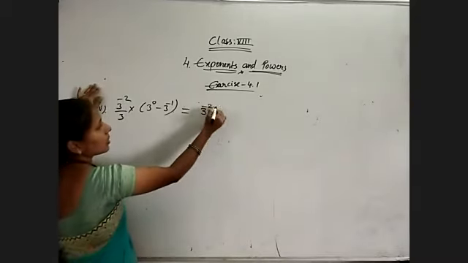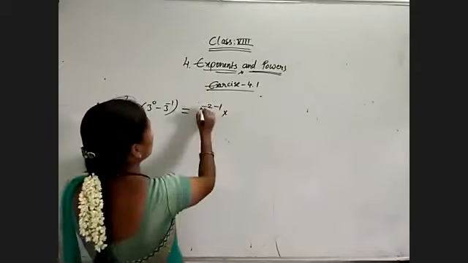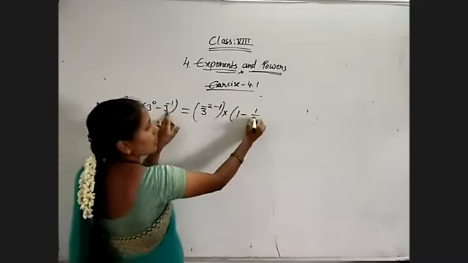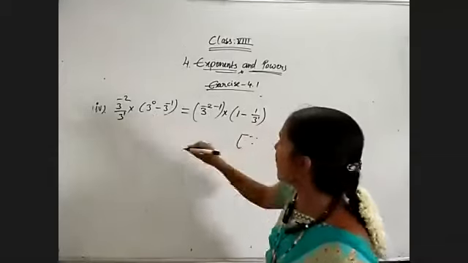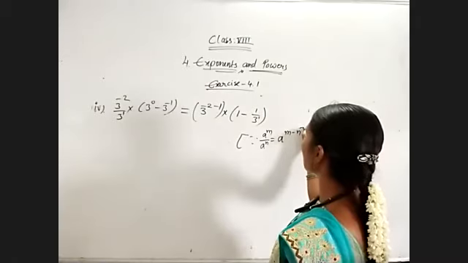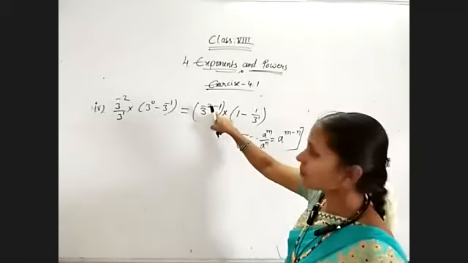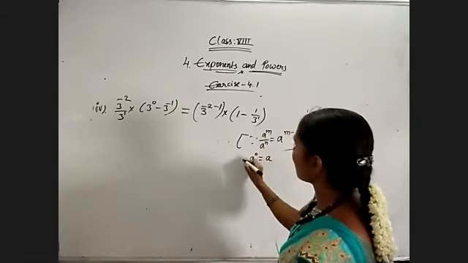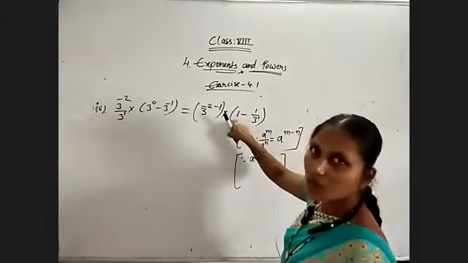3 power minus 2 minus 1, because 3 is nothing but 3 power 1, into 3 power 0 is 1, minus 3 power minus 1 is 1 by 3 to the power of 1. So here we have used the first term: a power m by a power n is equal to a to the power of m minus n. Observe, a value is 3, m minus n is minus 2 minus 1. And in the second, any power 0 is equal to 1. So that's why 3 power 0 is equal to 1.